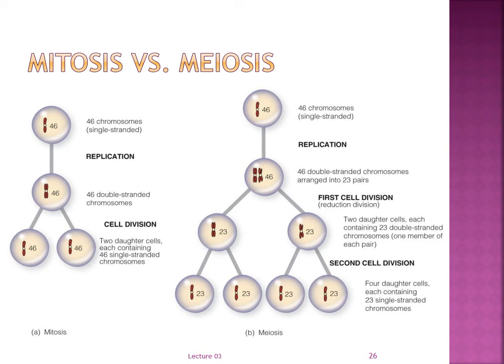The parent cell goes from 46 one-chain chromosomes to 46 two-chain chromosomes to 2 cells with 23 two-chain chromosomes to 4 cells with 23 one-chain chromosomes. Those 4 daughter cells are called gametes.